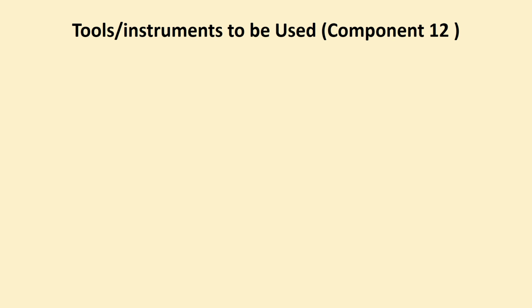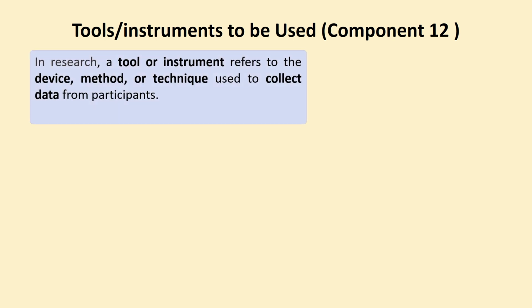Tools. Tools are another very important component, because this serves as a support system to the researcher, that how you will achieve your certain objectives, in what way you will achieve. In research, a tool or instrument refers to the device, method or technique used to collect data from participants.